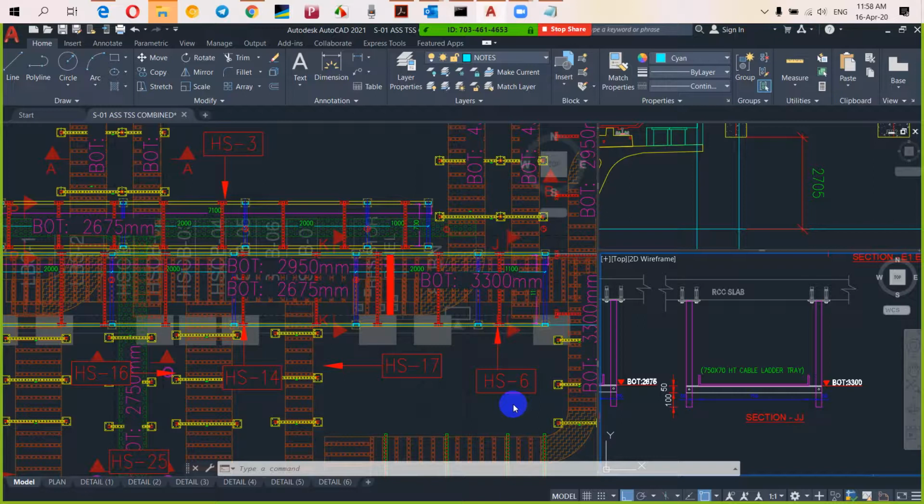Exactly. మన దాంట్లో ఒకటే ఉంది, సెపరేట్ గా లేదు. I'm checking. Maybe the 3300 I might have given for the tray coming from the 33 kV cable to transformer.